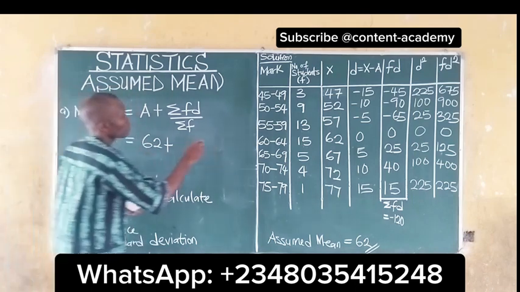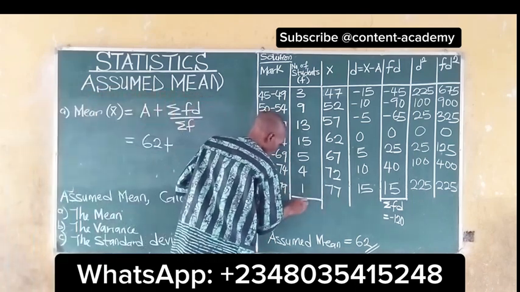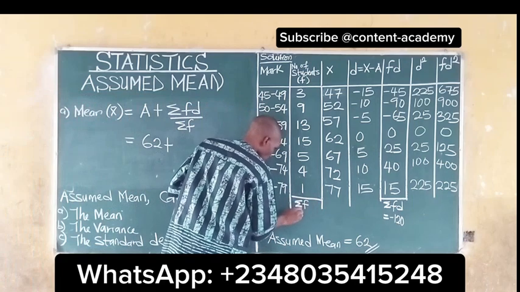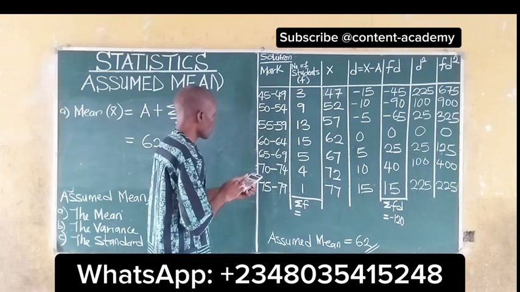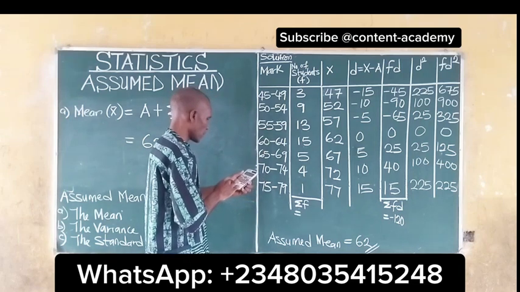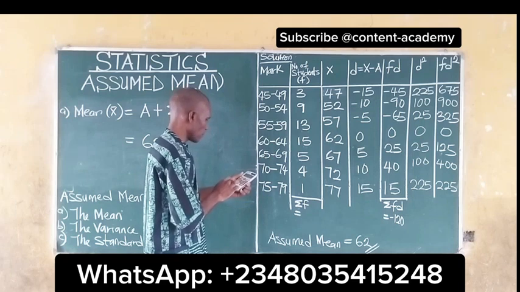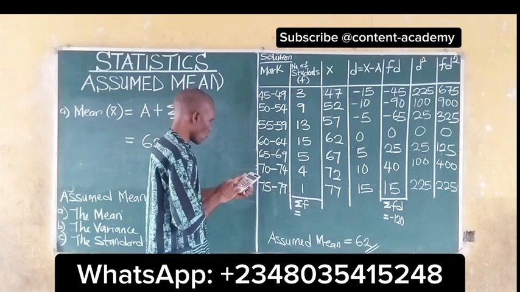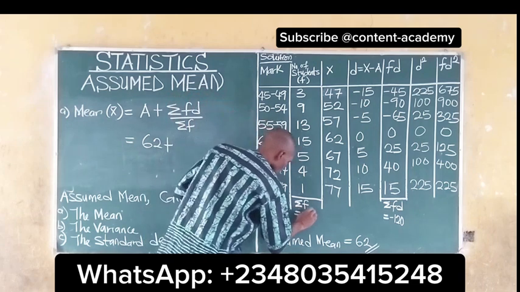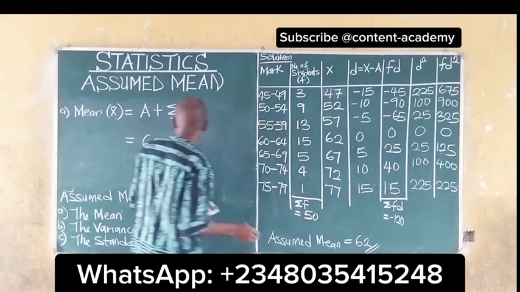We also need the summation of F, which is equal to, we add the whole of it: 3 plus 9 plus 13 plus 15 plus 5 plus 4 plus 1. We got 50.